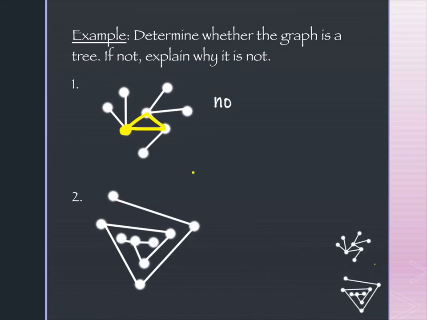How about number two? Do you all agree? Yes. This one doesn't have anything like that. This one is a tree. Let me say not a tree up here. Okay, the first one's not a tree because it's got a circuit. The second one is a tree because it doesn't.